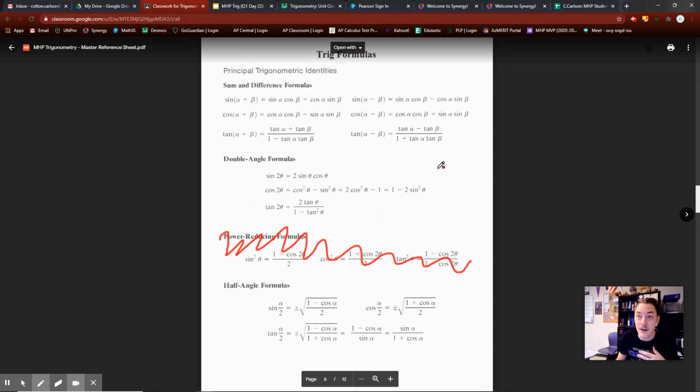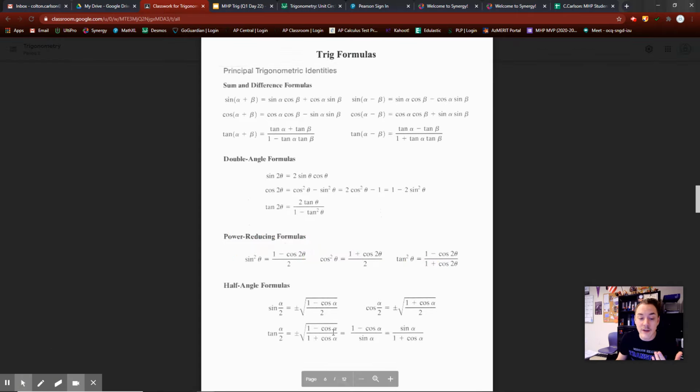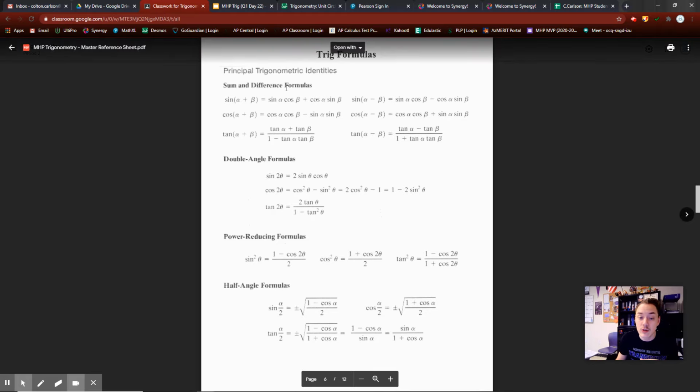Tell your mom you need it, or at least save it as a PDF on your phone so you can flip through it and have it for you, because these are formulas you need to know. We will go through the double angle and the half angle formulas tomorrow. That's 6.3. 6.2 is just this right here.